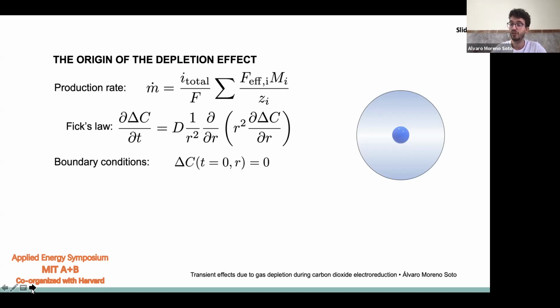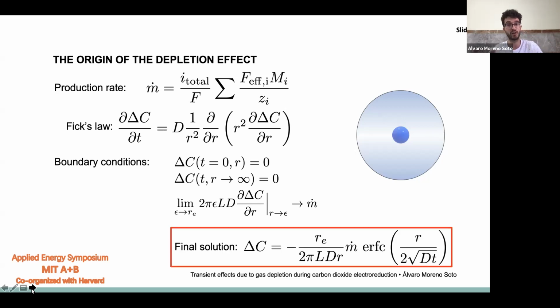So we have boundary conditions. At the beginning, we don't have any change in concentration. Far away from the electrode, we don't see any change, and the electrode is behaving like a sink. So at the end, we have that the concentration change goes with the complementary error function.